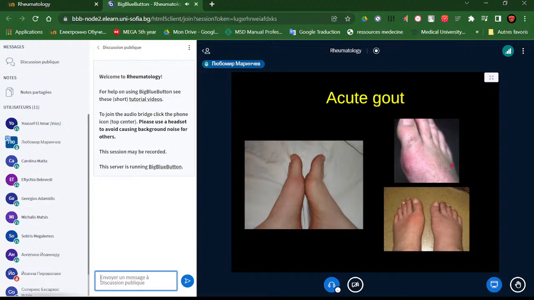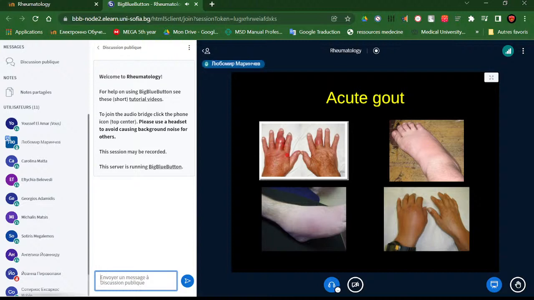Here I show you again pictures with a typical crisis. Here also this left foot is affected. You see here the acute gout of the small finger joints of the hands. You see here the gouty crisis of the ankle. You see the acute gouty crisis of the dorsum of the feet.